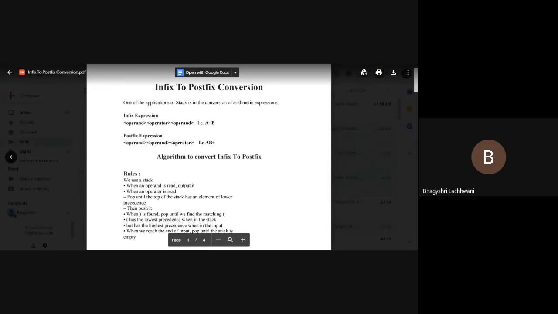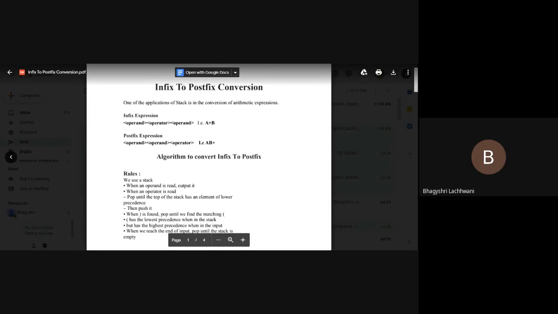As we have discussed, there are a number of applications of this stack. So one of the applications was the conversion from infix to postfix. In simple words, we can say the conversion of expressions. Expression conversion can be infix to postfix, infix to prefix, and like that. So in today's session, we will cover the topic infix to postfix.